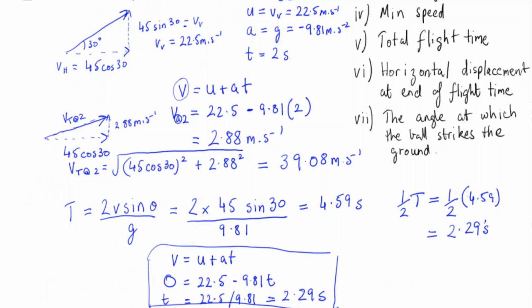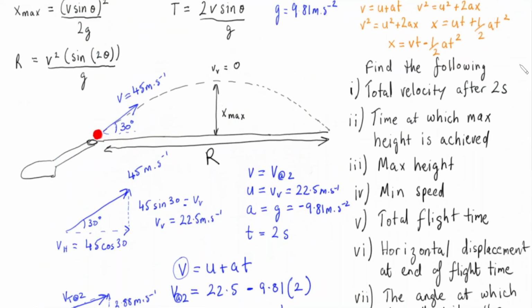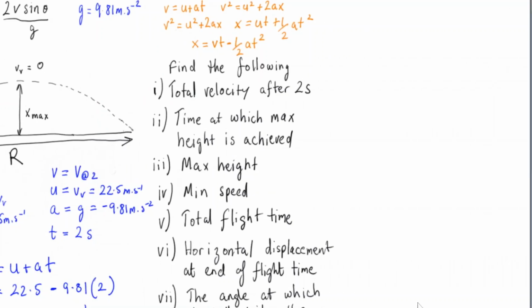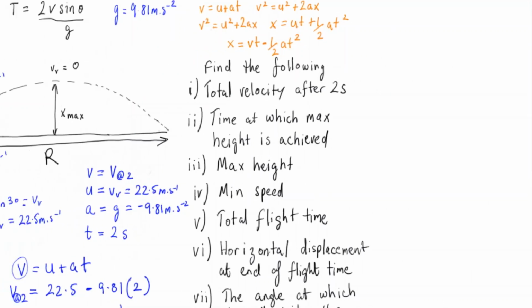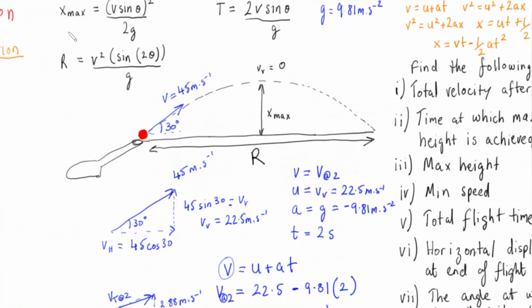So before we move on, I might just label the answers to these. So this is question part 2, and this here is the answer to part 1. So let's continue on and let's see what our next thing is that we have to find. So what we have to find is the maximum height, and we can go ahead and use our x-max equation that we derived from the previous slide.